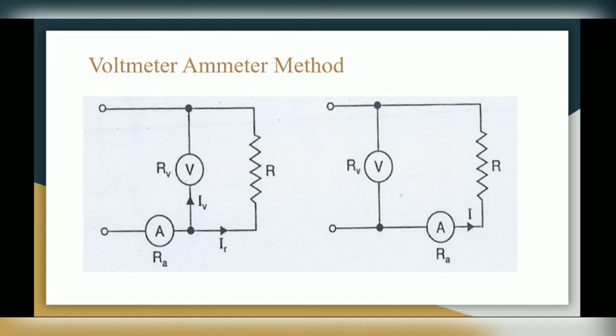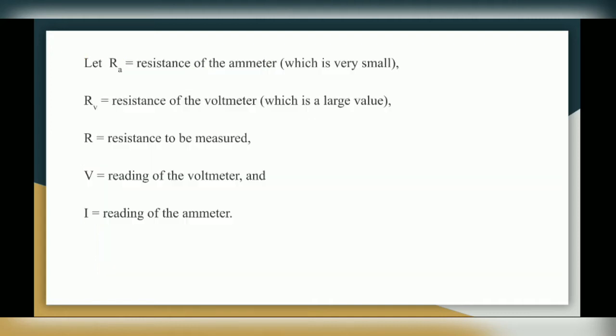Learning Outcomes. In this video, you will learn about voltmeter ammeter method, substitution method, and Kelvin's double bridge. So first is voltmeter ammeter method. There are two types of connection for this method. In the first connection, the voltmeter is connected across the load, that is R, and in the second connection, the ammeter is connected in series with the load.